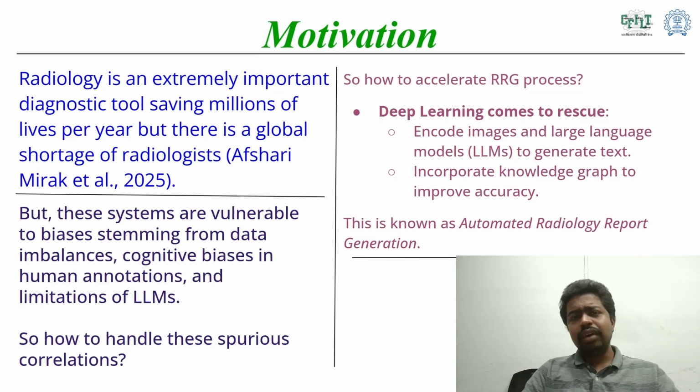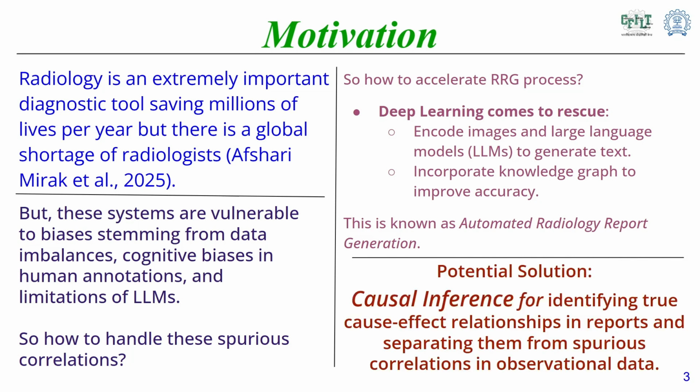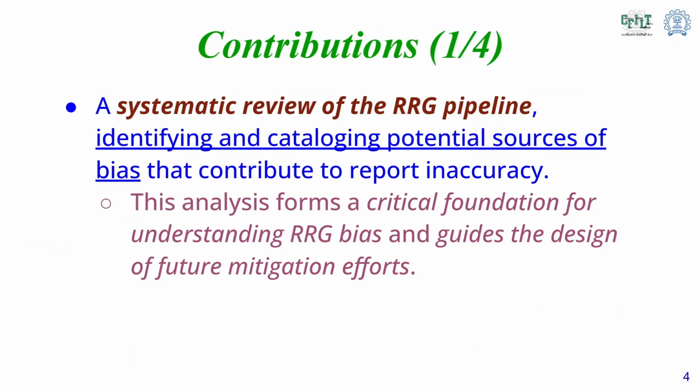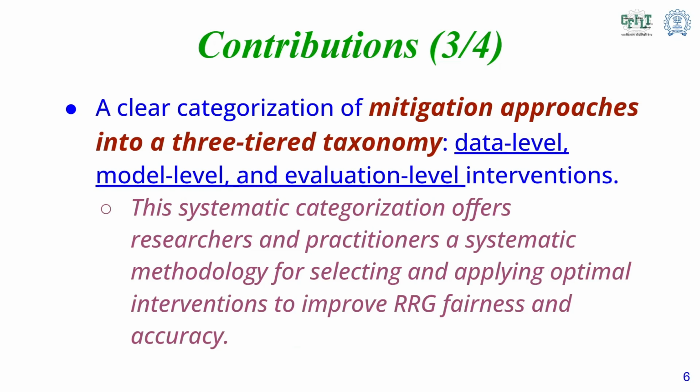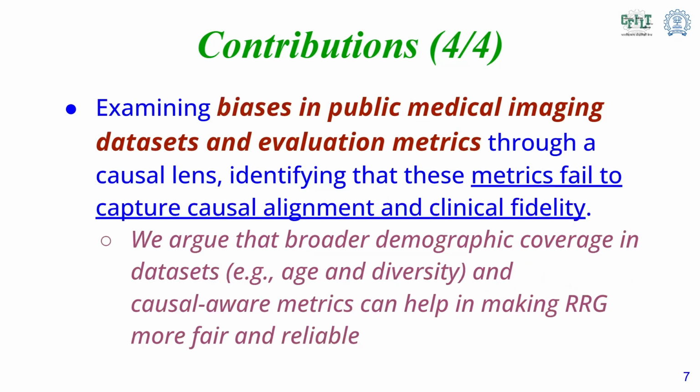But we know that these systems are vulnerable to biases which stem from the RRG process, mainly due to spurious correlations. So, what is the solution? The potential solution is causal inference, which is famous for dealing with such spurious correlation by identifying true cause-effect relationships. Coming to contributions, we perform a systematic review of the RRG pipeline. We model RRG as a causal inference problem, and we provide a clear categorization of mitigation approaches based on the level of intervention, such as data level, model level, and evaluation level intervention.